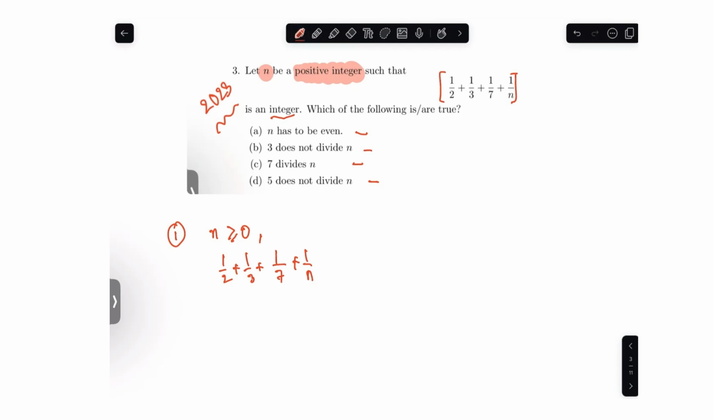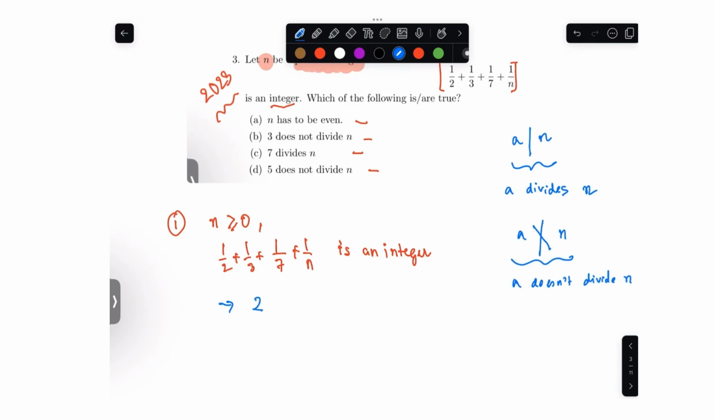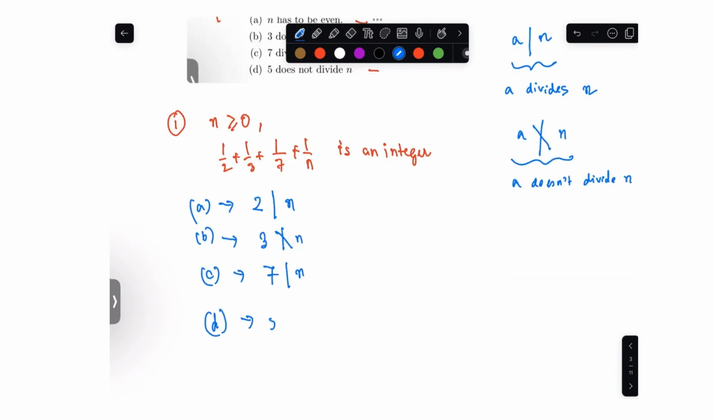And it's said it's an integer, and it's asked about the following statements. Let's say I write like this: if a divides the number n, I denote it like this. If a doesn't divide n, I denote it like this. This is a notation so that we can easily write the options. The first option says that n has to be even, that means 2 divides n. The second option is 3 doesn't divide n. The third option is 7 divides n. And the fourth option is 5 doesn't divide n.